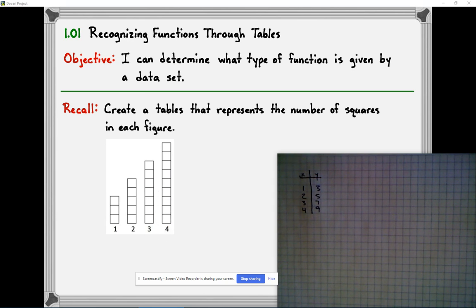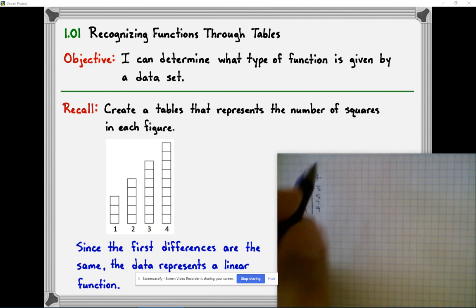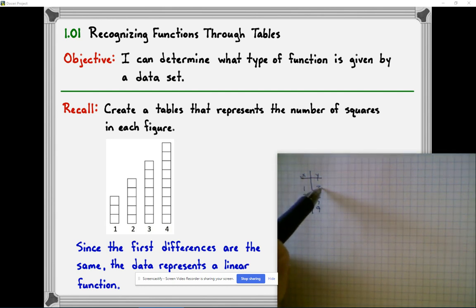Okay? Now, from here, we should be able to recognize the first differences. Well, the first differences are the same, and we'll talk about that shortly. But because the first differences are the same, we can say that the data represents a linear function. And we'll talk more about why it's called a linear function in another lesson. But for right now, what the first differences mean is that as the steps increase by 1, by a consistent amount, the amount of boxes increases by a consistent amount.